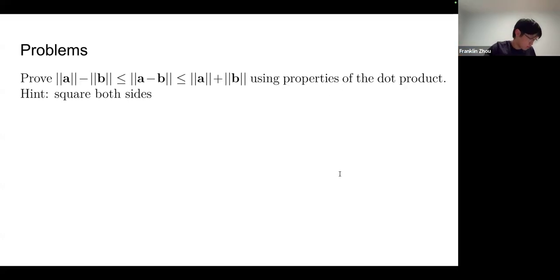This problem I'll just go over it right now, actually. Actually, no, you should probably spend a bit of time working on it. It's just prove this expression, and this hint helps a lot. Just remember your properties of the dot product.